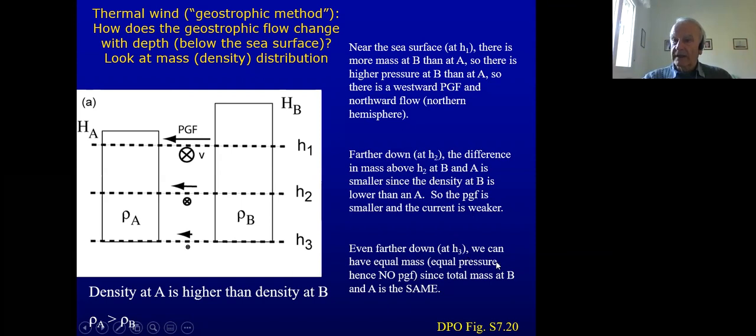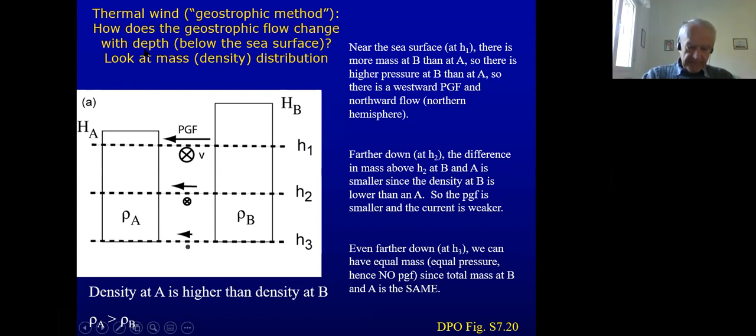So further down, as it says here, you can have equal mass and equal pressure, hence no pressure gradient force, since total mass in B and A is the same. If we do the integral over the entire water column, we will get the same mass here as there, because this density is lower than that one. Therefore the pressure gradient at a certain depth goes to zero, which means that the geostrophic flow goes to zero at a certain depth. And obviously, going even deeper, the geostrophic flow changes direction.